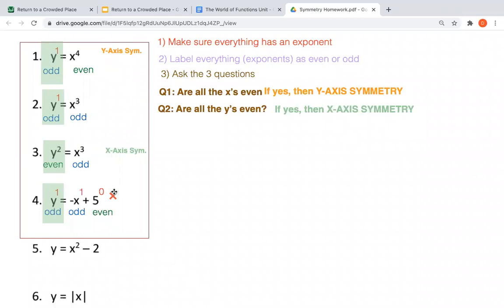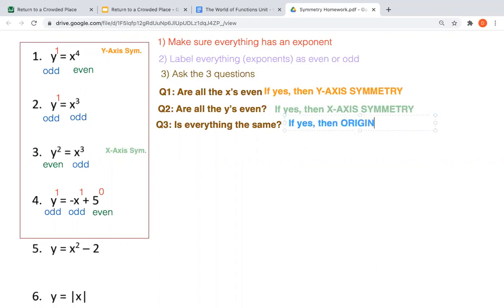Go ahead and clear our marks. Get ready for that third question. Question 3. Is everything the same? Not sure why my computer keeps switching over. And if we answer yes to this question, then it has origin symmetry. If yes, then origin symmetry.